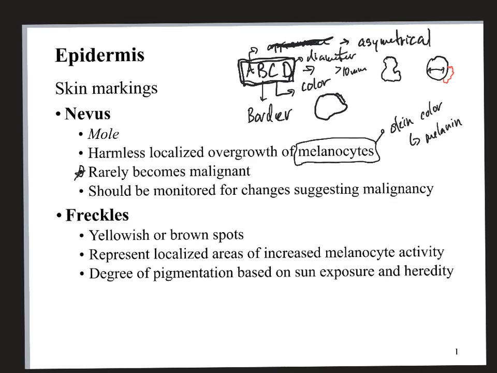Other less serious skin colorings include freckles, which are yellowish and brown spots, and they usually are representative of local areas of increased melanocyte activity, so that's usually associated with increased sun exposure. My daughter is a red-haired, fair-skinned little girl, and in the summertime, her freckles pop out like crazy around her cheeks and on her nose, based upon sun exposure.